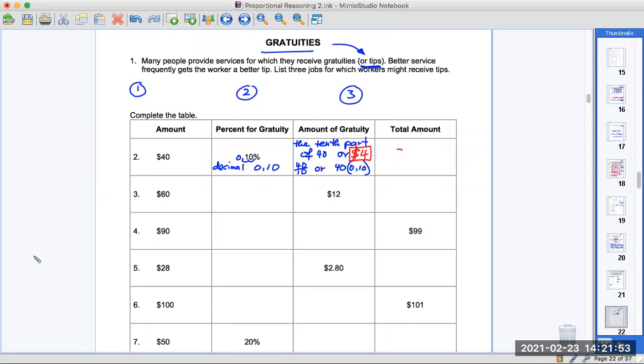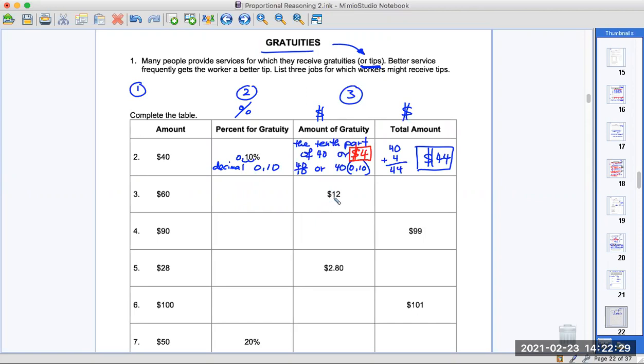And so now you're asking what's the total amount? You have to add them because you add the tip. You don't subtract it from your bill. So you have 40 plus the $4 is $44. Okay, so first we have, this is your percent. This is in dollars, and this is in dollars. All right, let's try another one.